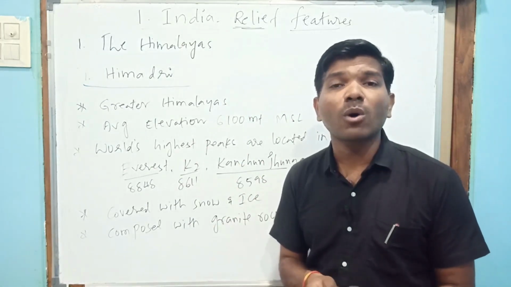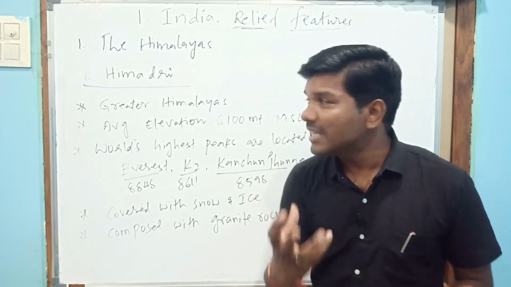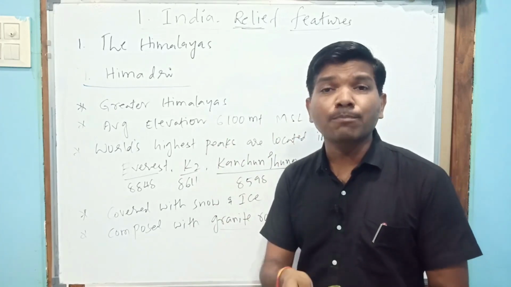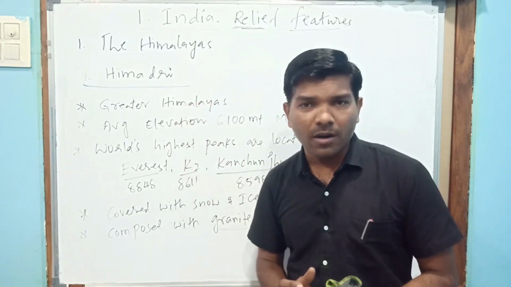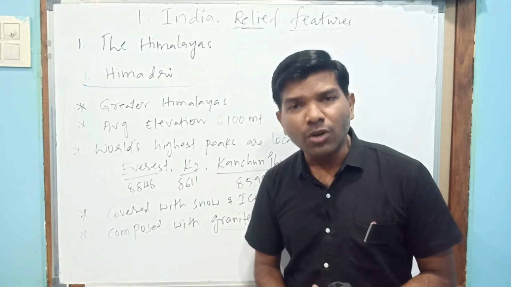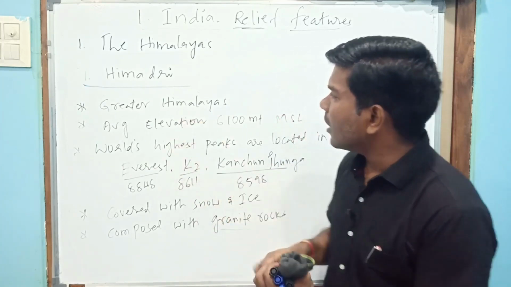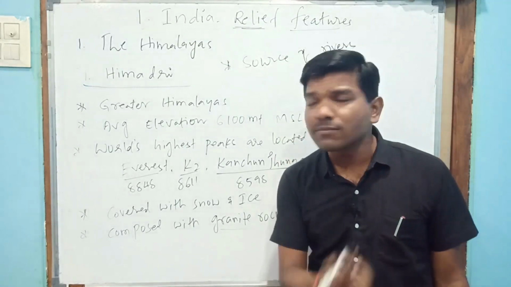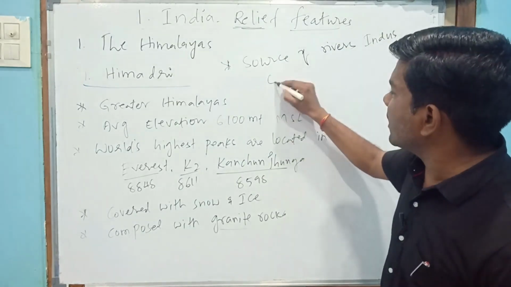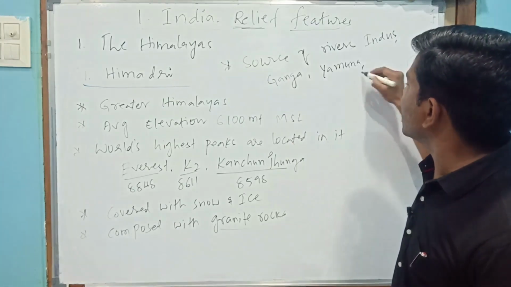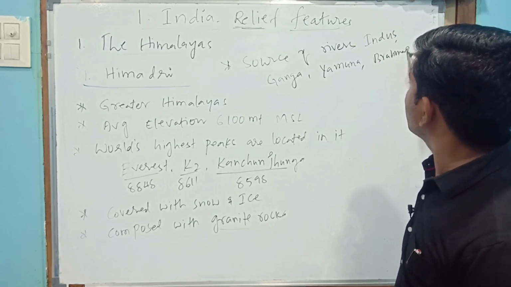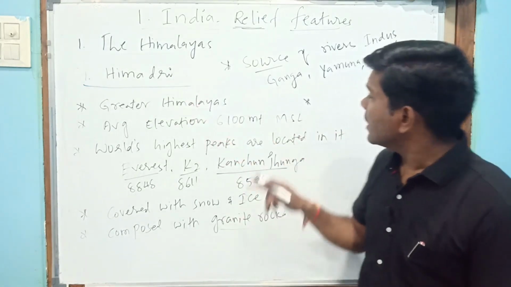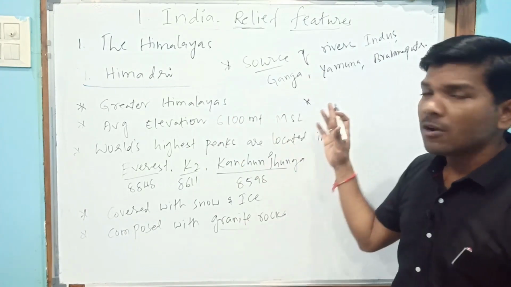So in Himadri we can find granite rocks. In a competitive examination, they may ask what kind of stone is available in Himadri; that is granite rock. And what else? What are the important aspects of Himadri? The importance of Himadri is that it is the source of rivers like Ganga, Yamuna, Indus, and also Brahmaputra. These rivers originate, taking birth in the Himalayas. And why are these rivers originating? Why are these rivers flowing from the Himalayas?